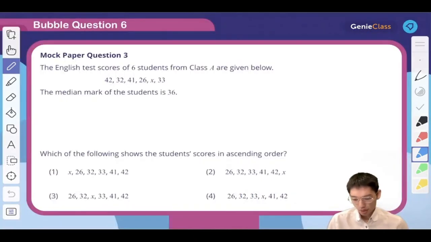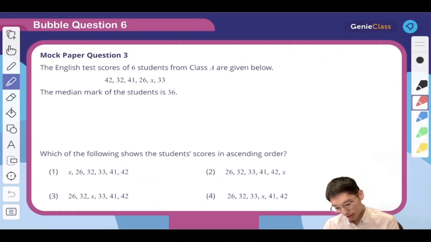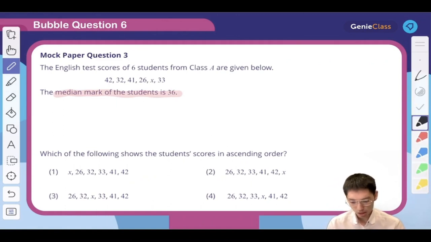But now, suppose a question with regards to this. Suppose these are the scores and the median mark is this. How do we arrange them? It is a little bit tricky. I'll launch the bubble launcher in 3, 2, 1. Let's go. What is the proper way of arranging them in ascending order? Keyword over here, it is a very important key. Median mark of the students is 36.